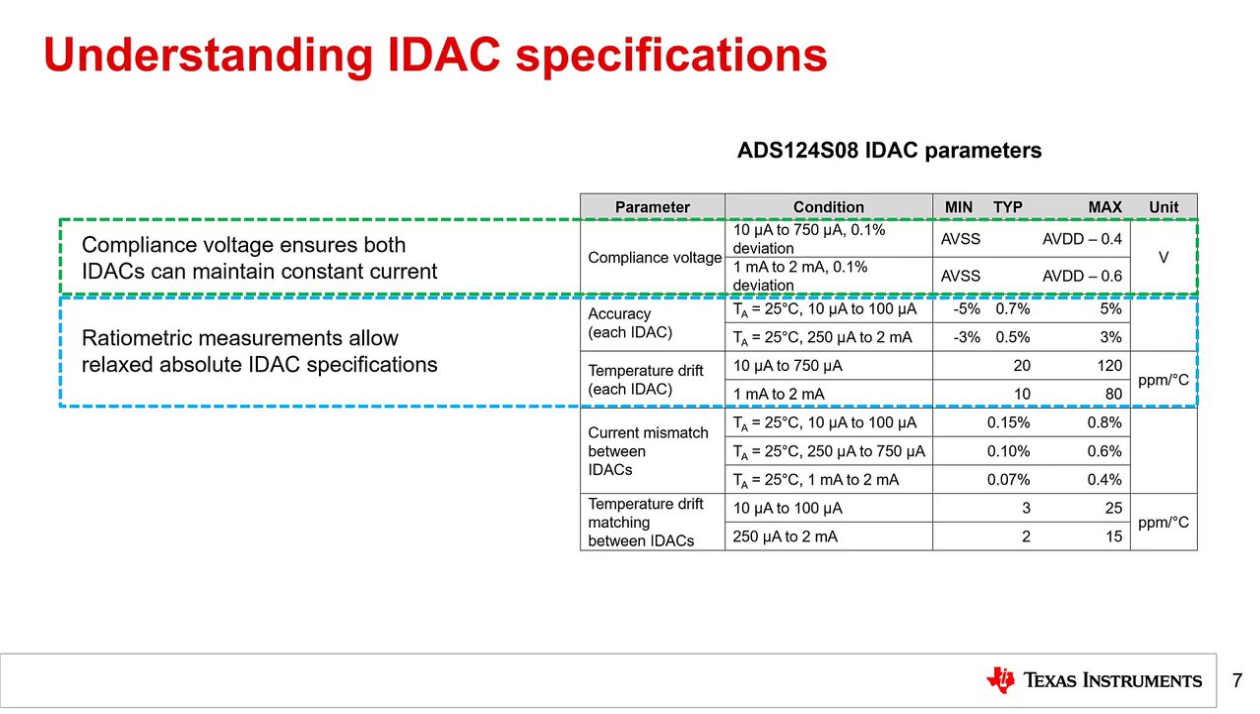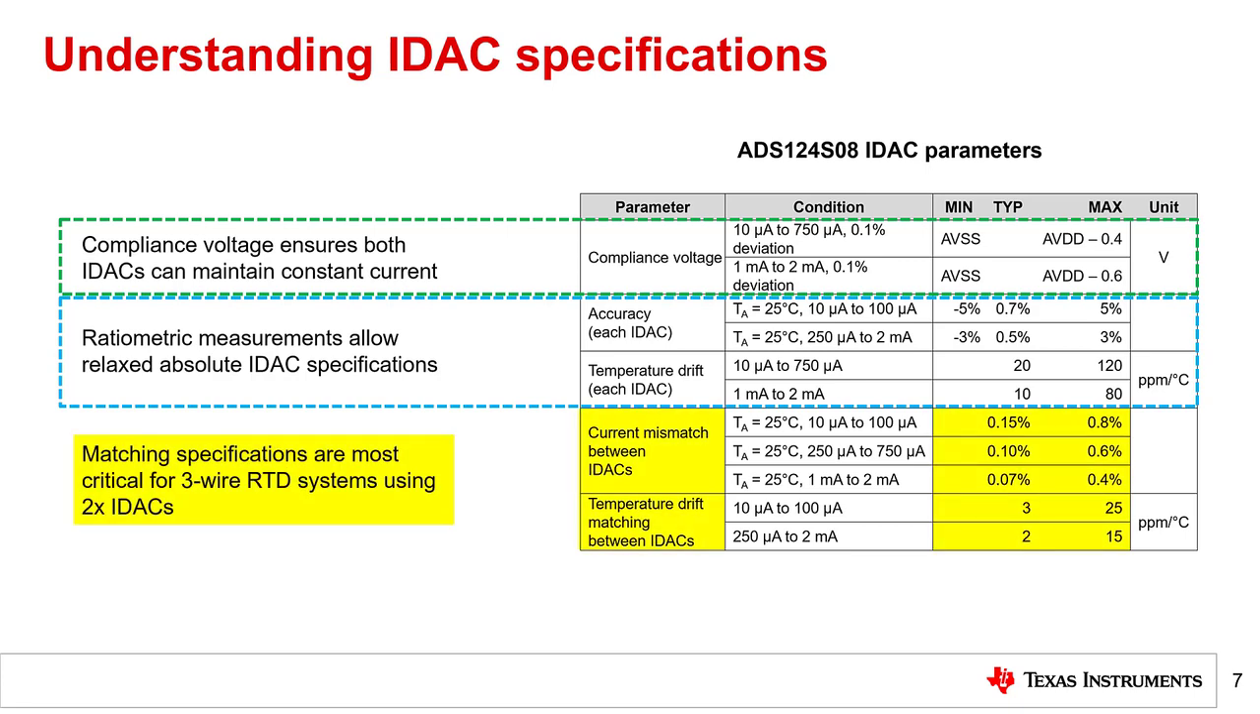The main takeaway from these specifications is that the absolute IDAC output current is not very accurate. However, this is by design. Since the IDACs are intended to be used in a ratiometric measurement, their absolute performance is not important. Instead, the matching specifications are the most critical for 3-wire RTD measurement systems using 2 IDACs.